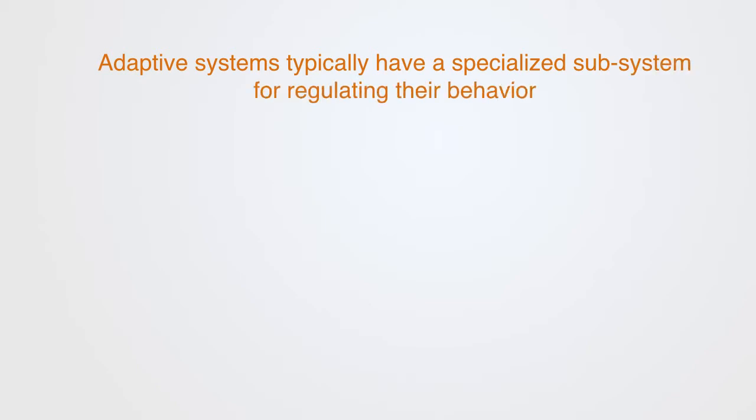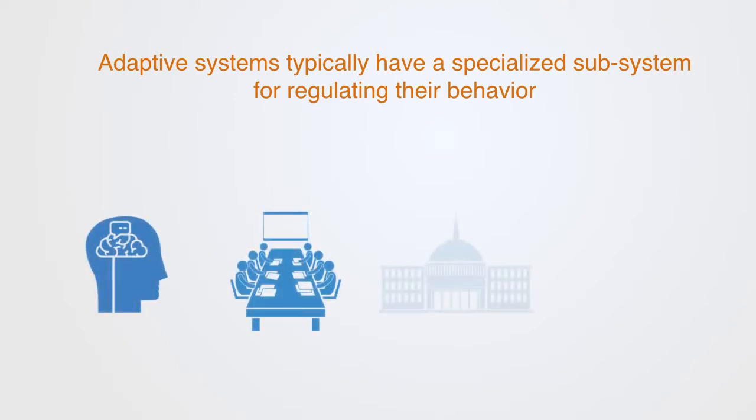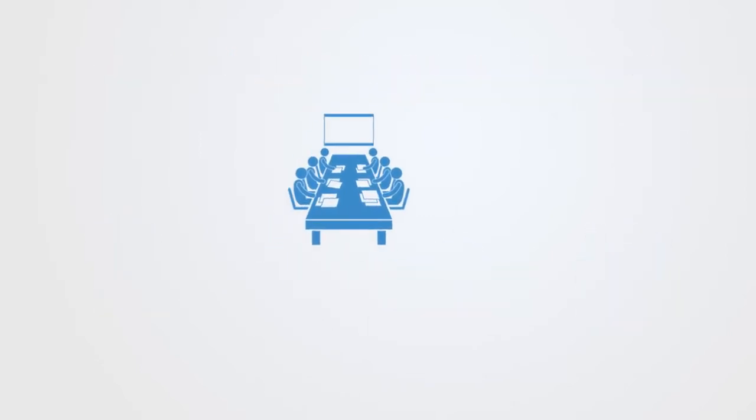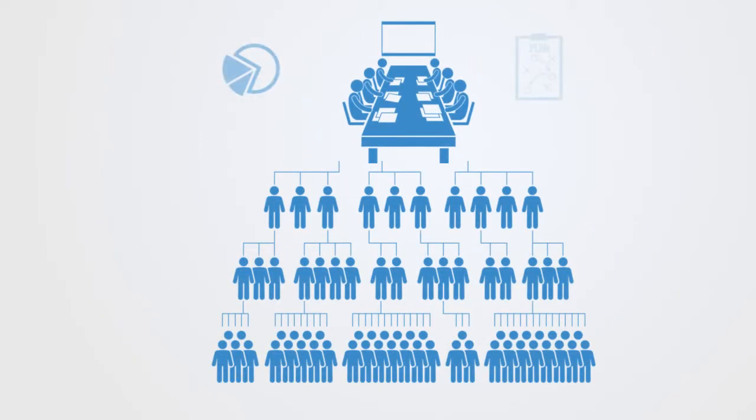Adaptive systems typically have a specialized subsystem for regulating their behavior, and this is called a regulatory or control system. Examples of this would include the human brain, the board of directors within a company, a national government, or a military commander, among many others. Regulatory systems are designed to manage the overall maintenance of the system's structure and functionality to ensure preservation and homeostasis.